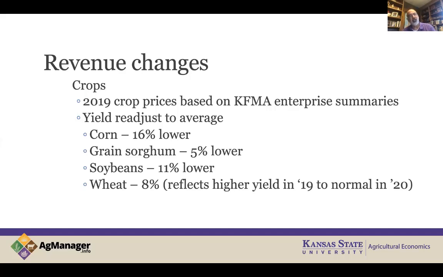So when we do that, we basically end up with corn revenue being 16% lower, grain sorghum being 5% lower, soybeans 11% lower, and wheat 8% lower. But again, wheat's really not that much different in price compared to last year. It was really only about 1% due to the price. The 7% decline is really adjusting from what was a good wheat yield year back to more of a normal, what happened in 2020.